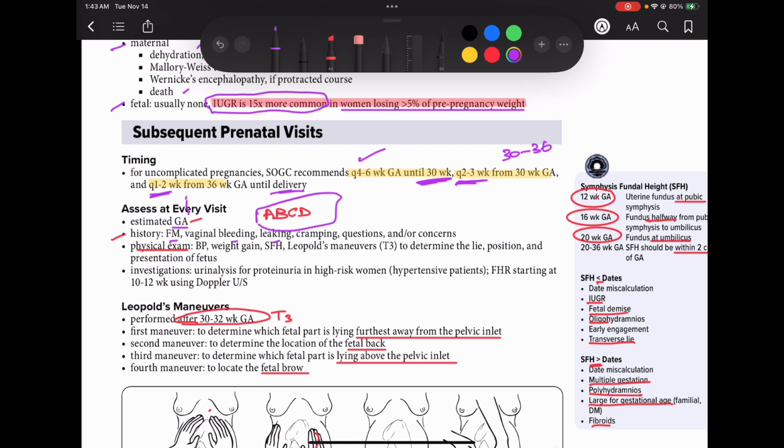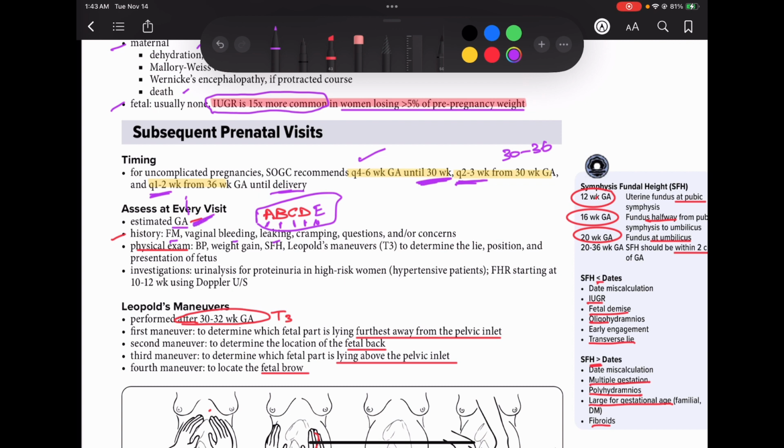ABCD is a formula. It had E too. So A is activity of baby. B, any bleeding by any chance. C, any contractions you had, any cramping you had. D, any discharge you saw. It might be bloody, it might be some other color. And E is the estimated date of delivery, which is related to the estimated gestational age, which we just mentioned here.